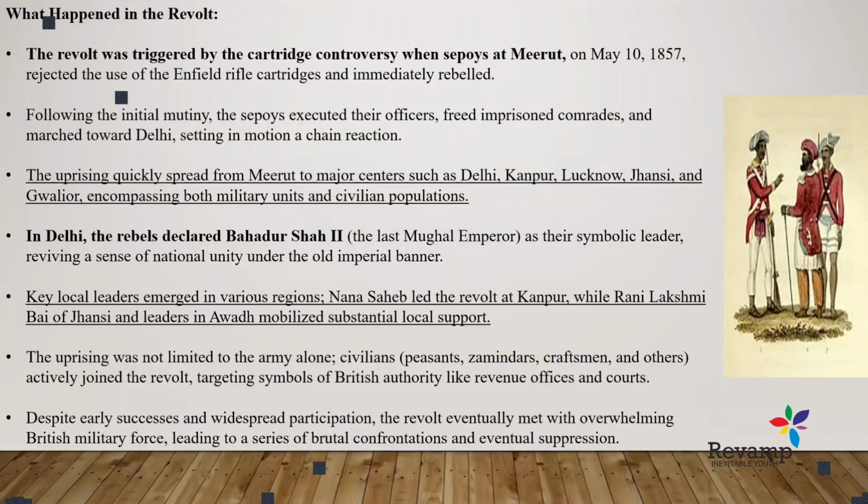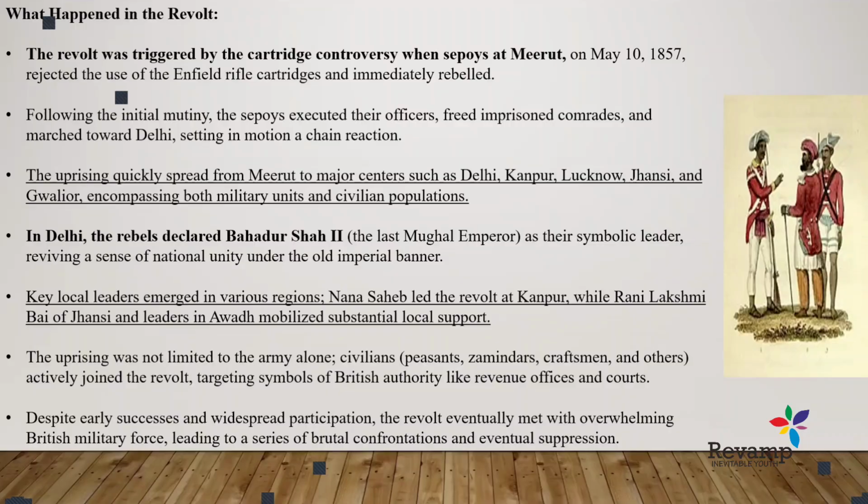reviving a sense of national unity against the old British imperial banner. So the mutiny exploded and spread throughout the important places of northern India, such as Delhi, Jhansi, and Kanpur. Bahadur Shah II was the last known emperor of the Mughal empire, and the rebels declared him their symbolic leader. They tried to conquer the forts of the British East India Company one by one.